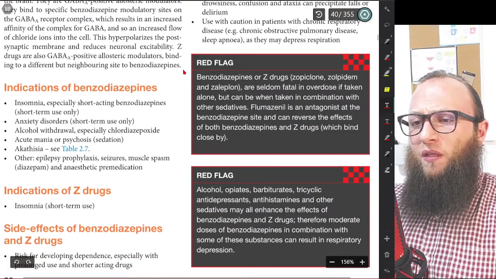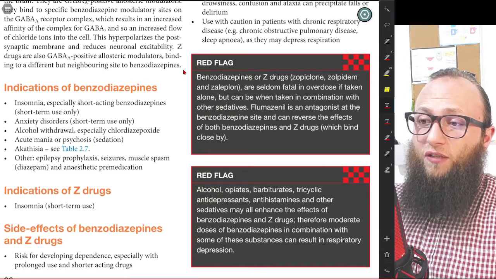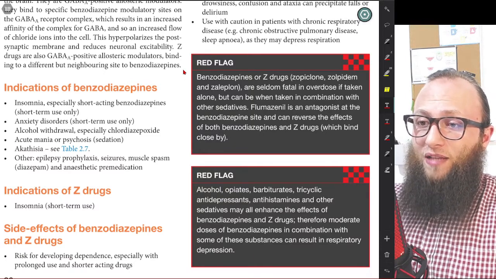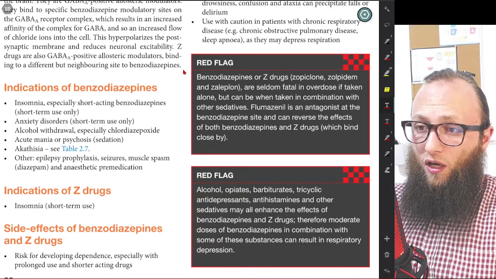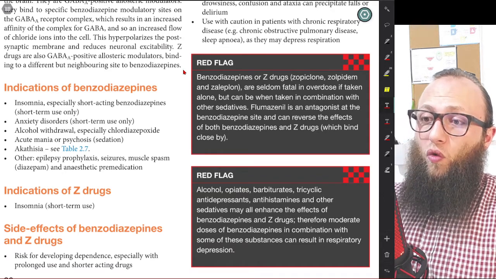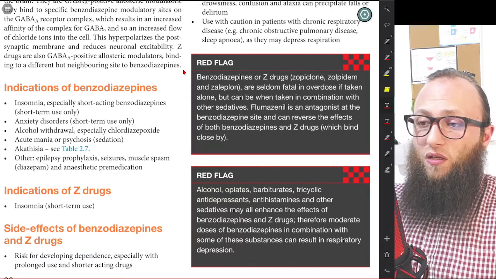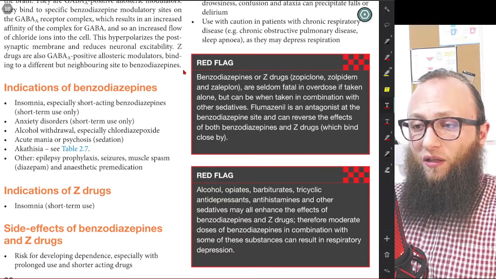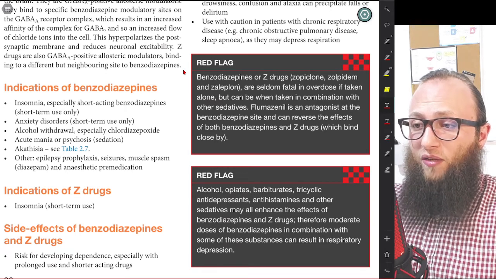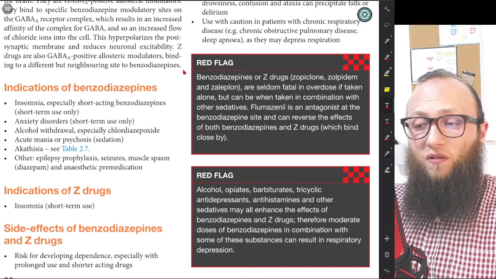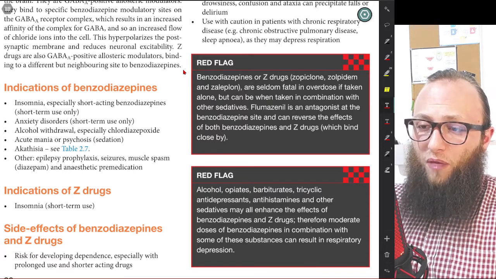Okay, here we have some red flags. Benzodiazepines or Z drugs, zopiclone, zolpidem, and zaleplon, are seldom fatal in overdose if taken alone, but can be when taken in combination with other sedatives. So, flumazenil is an antagonist at the benzodiazepine site and can reverse the effects of both benzodiazepines and Z drugs, which bind close by.